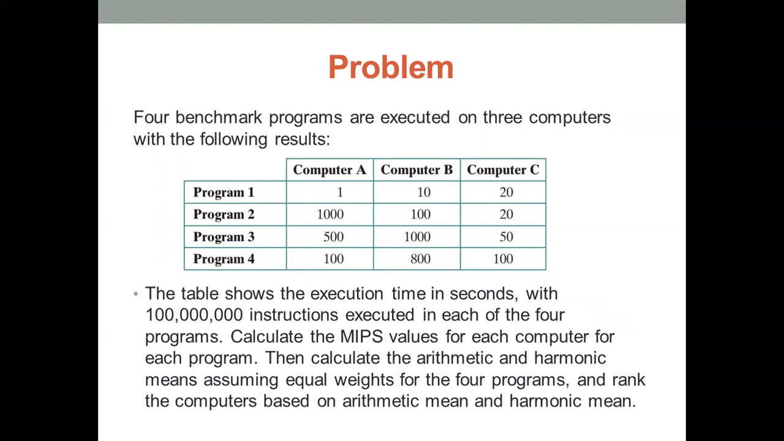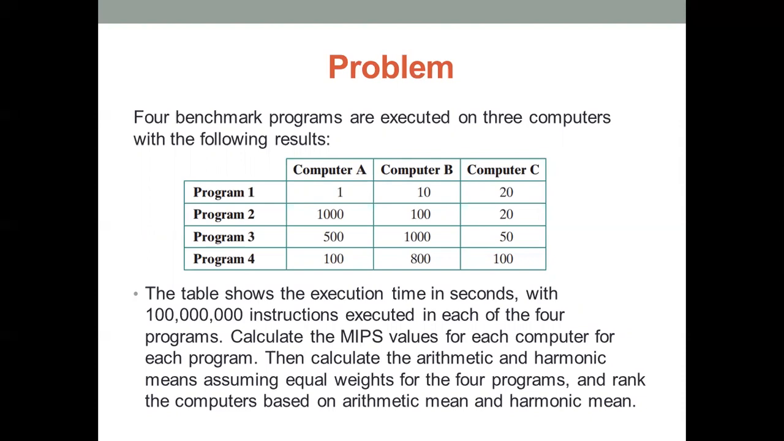So the fourth part problem is: 4 benchmark programs are executed on 3 computers with the following results. We have 4 programs and 3 computers in this table. The table shows the execution time in seconds, with 100 million instructions executed in each of the 4 programs. Calculate the MIPS values for each computer for each program.